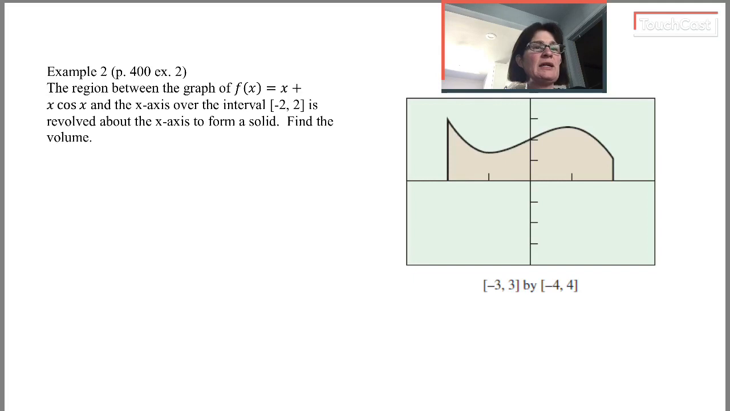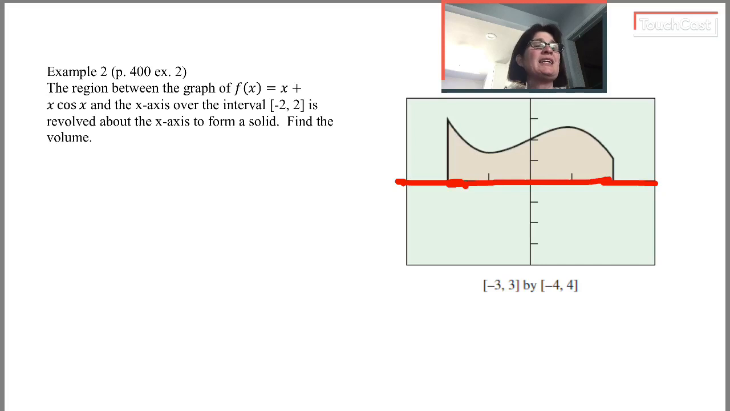So I'm going to use my steps. I'm going to shade in this region. They already shaded it for me, so maybe I won't shade it in. I'm going to draw in my axis of revolution in red. Been told we're revolving around the x-axis. There's no reason to make your red go further in the picture. It doesn't hurt.